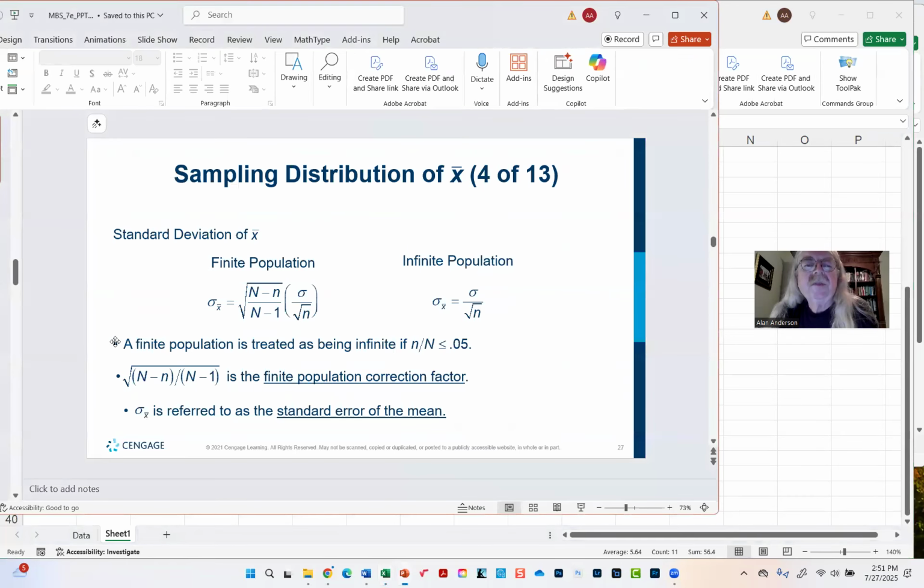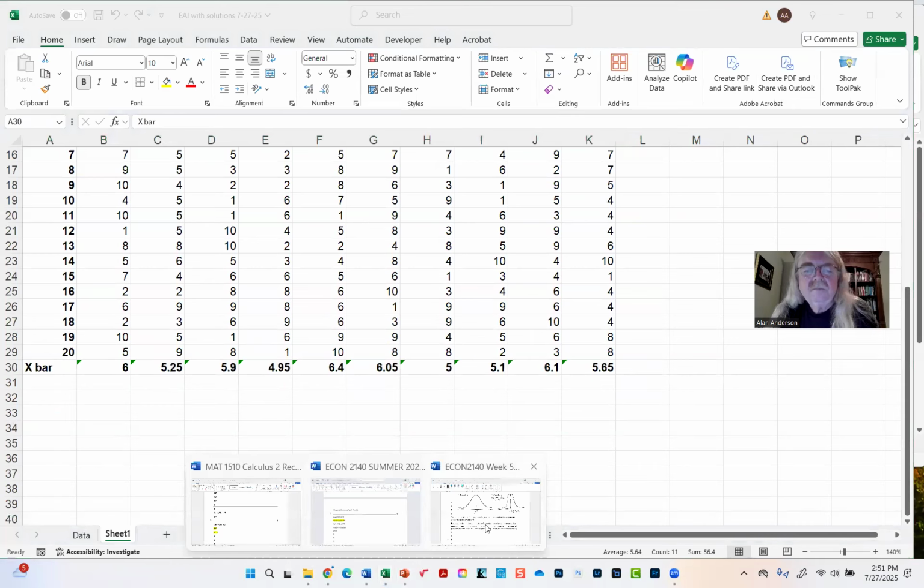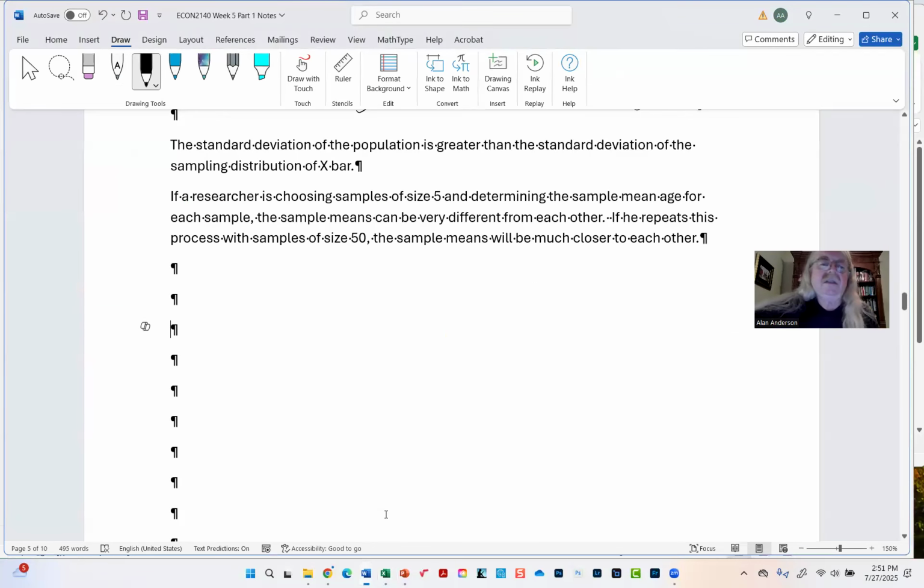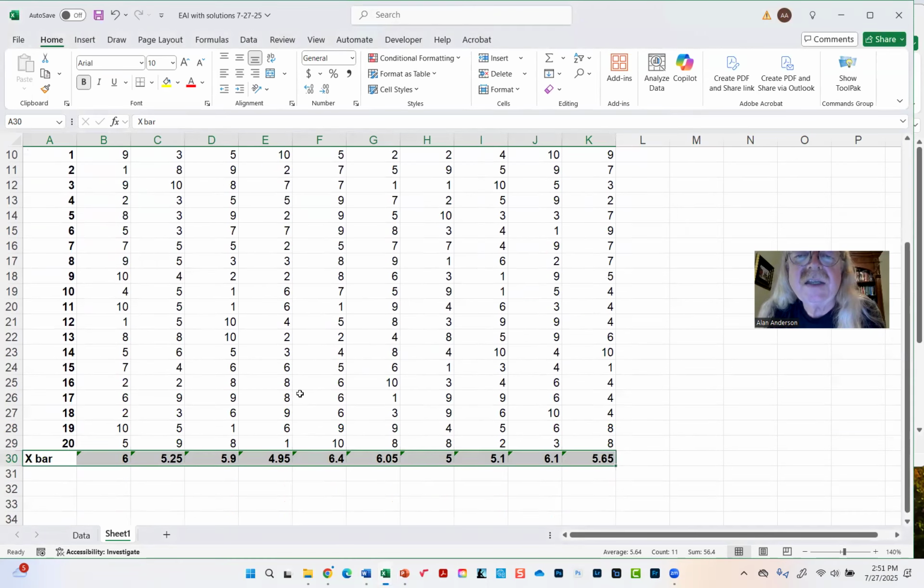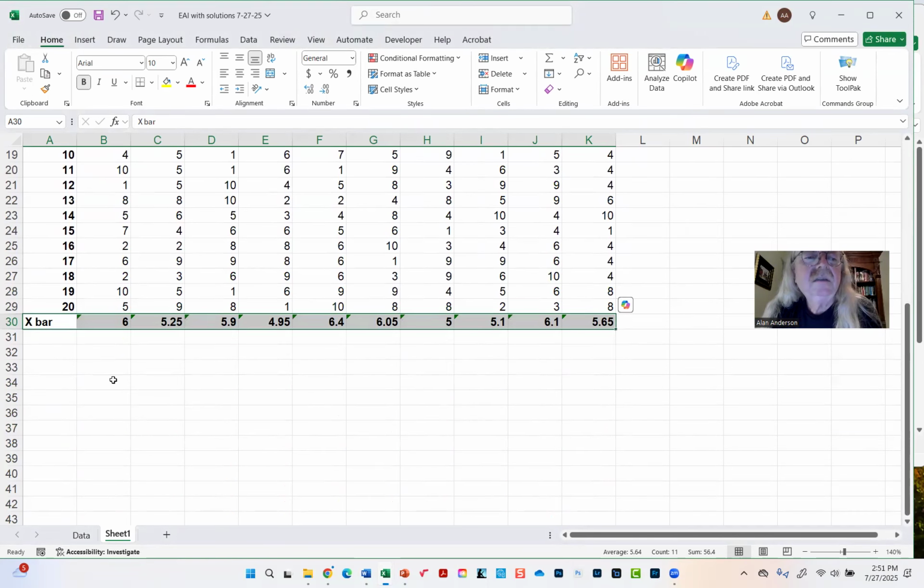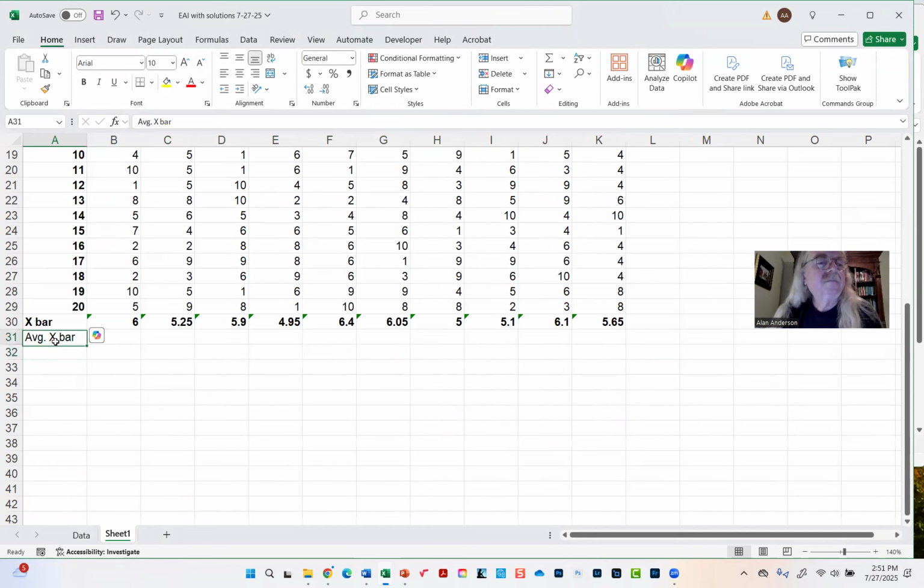So, if you could imagine drawing a histogram for each, it might look something like this. Now, the means should be the same. They're both hovering right around 6. In fact, if you calculate the average of the X bars, they should be very close to each other.